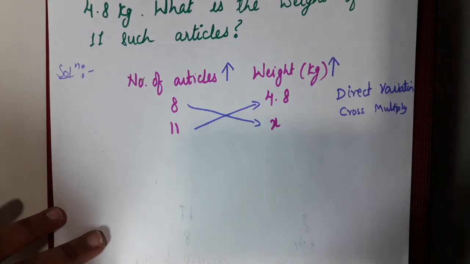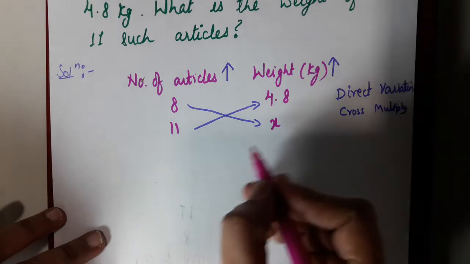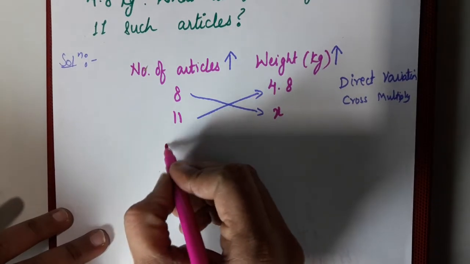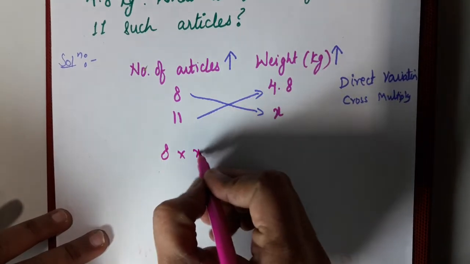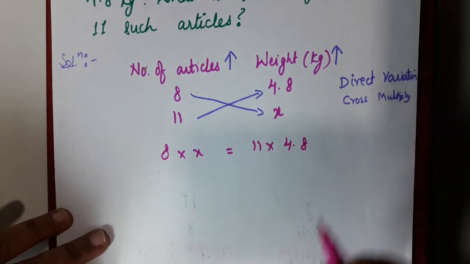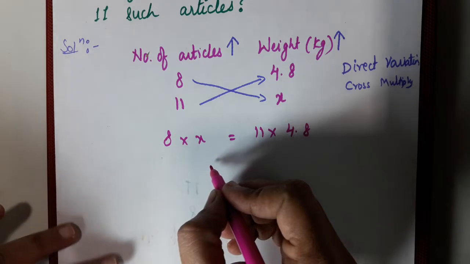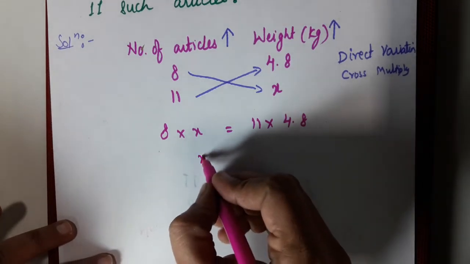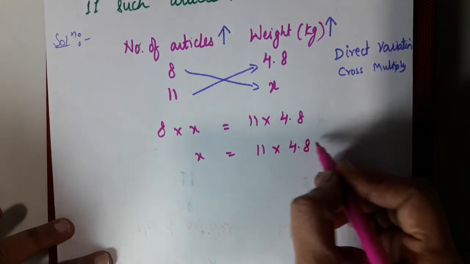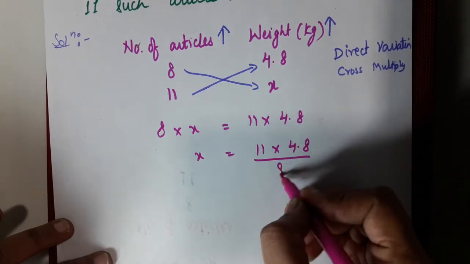It's good practice to always keep your variable towards your left hand side. My variable is x, so 8 will be multiplied by x, and I'll keep it on the left. So 8 into x is equal to 11 into 4.8. Now x remains here and 8 goes to the other side. So x is 11 into 4.8 upon 8.